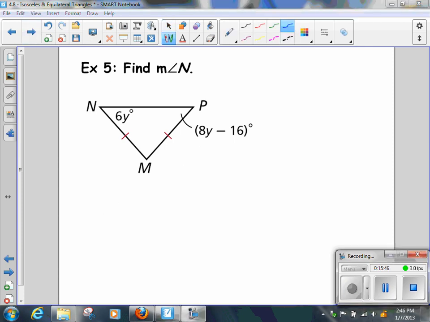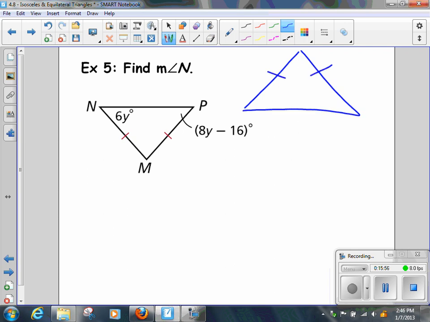What am I going to do to this, for me personally? You're going to turn your paper upside down. I'm going to redraw it because I have to. That means M is at the top. N didn't change. P didn't change. 6y, 8y minus 16. Somebody new, tell me how to set this up. Chrissy, how do I set this one up?